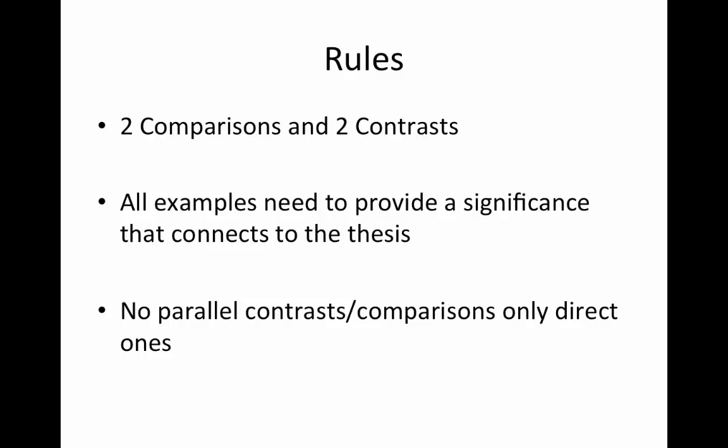Make sure it's not what we call parallel contrast or comparisons. This is where you would talk about, let's say, the Democratic Republicans in one paragraph and the Federalists in a second paragraph. That's known as a parallel contrast or parallel comparison, in which you are talking about both groups, but they're in separate paragraphs, and you're expecting the reader to make the connection of the contrast or comparisons. Contrast and comparisons have to be direct, and they have to be in the same paragraph.